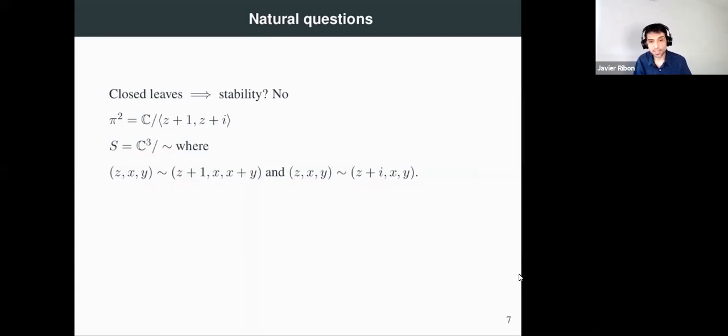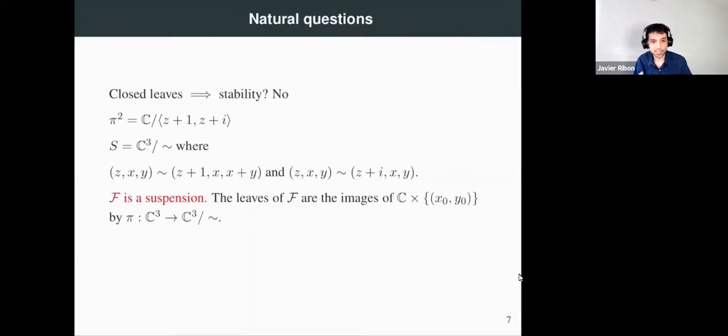And there exists a natural foliation. This is an example of a suspension. And there is a natural foliation, which is the horizontal one, in which the leaves are the images by the projection from C3 to the quotient of sets of the form C times a point in C2, because the deck transformations of this space, okay, these transformations preserve the foliation. These two transformations indeed preserve the horizontal foliation.